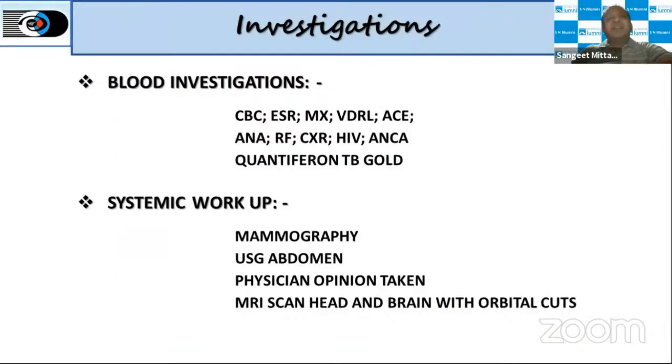We ordered some blood investigations like complete blood count, ESR, routine investigations, and VDRL, and these were all within normal limits. We also did a systemic workup like mammography and ultrasound abdomen, just to rule out any primary tumor. A physician opinion was also taken, and an MRI scan of head and brain was done with orbital cuts.